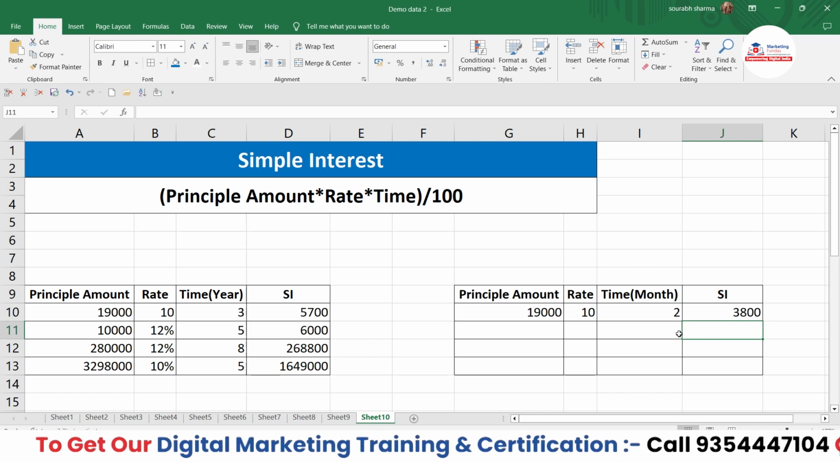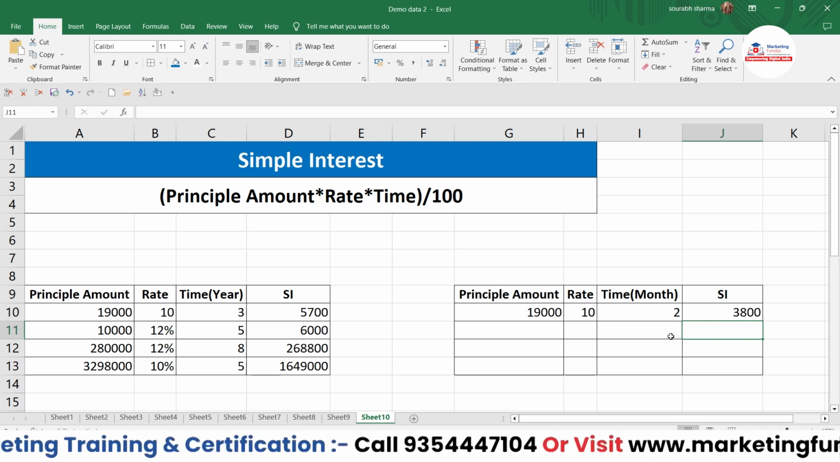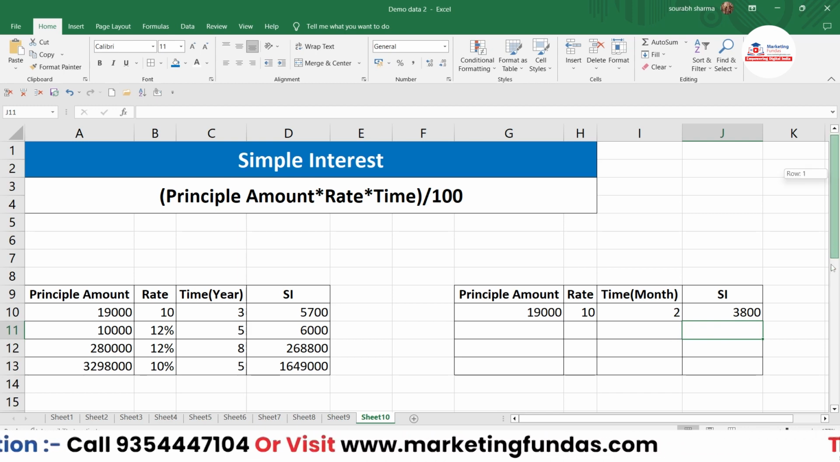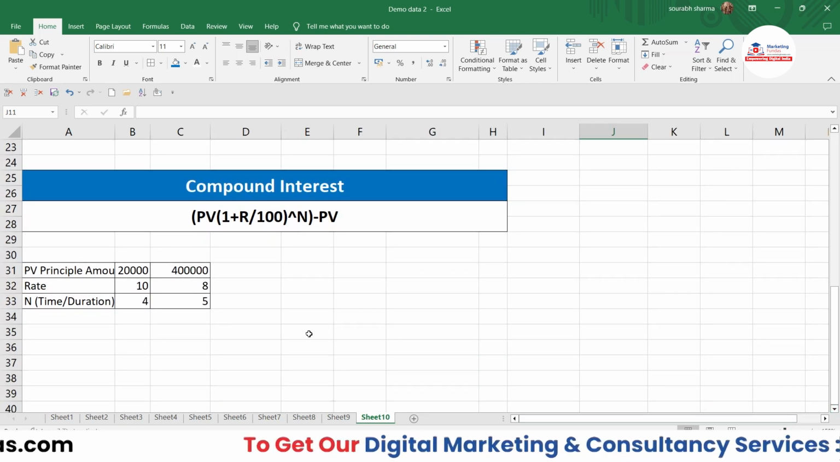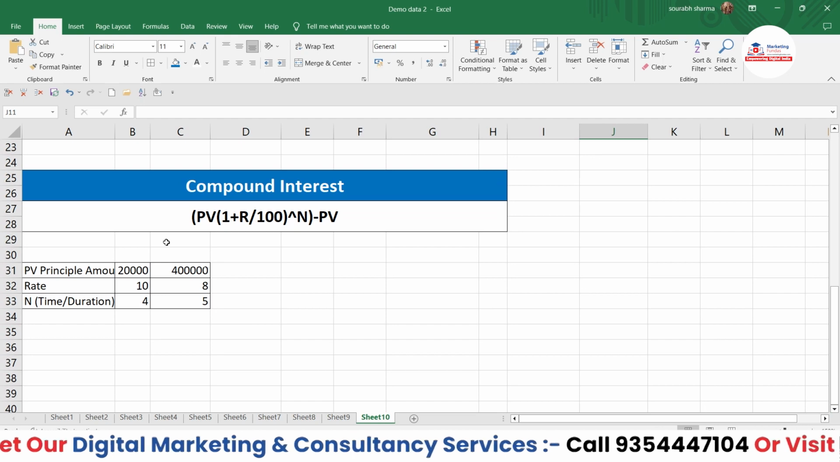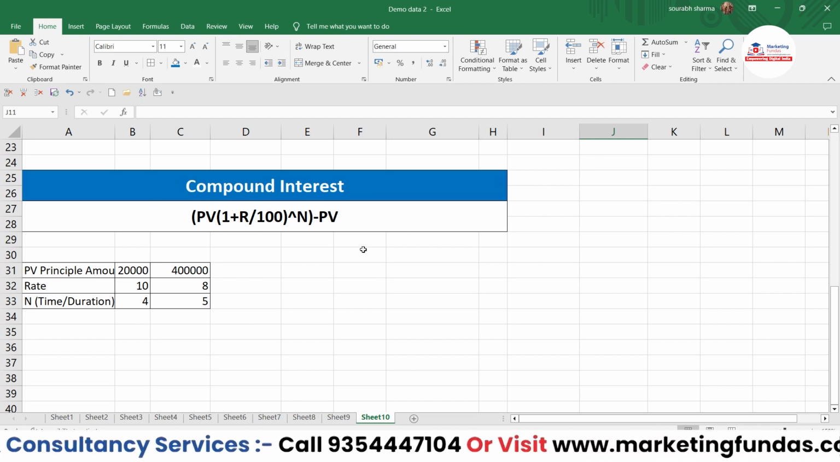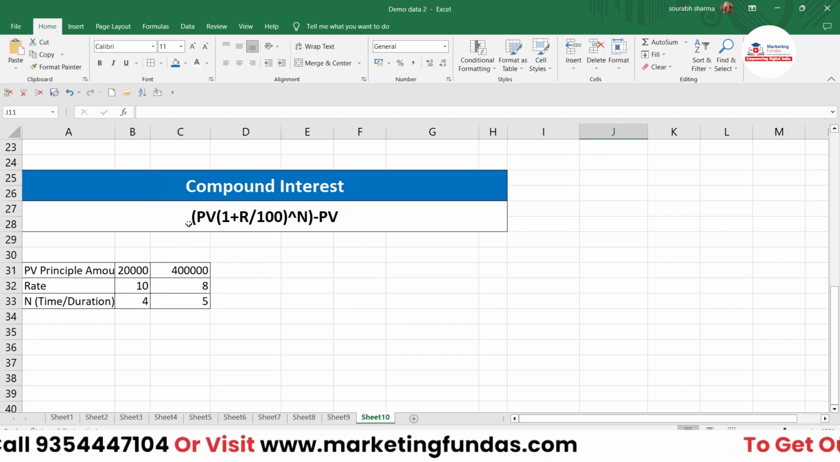So that's how you calculate simple interest. Now let's move to compound interest. So here it is. Now it is fine. Yeah. So the formula of compound interest is pretty confusing. So let me just make you understand.